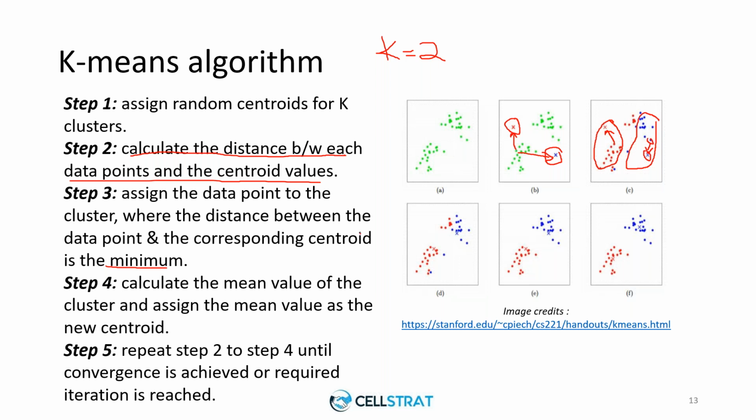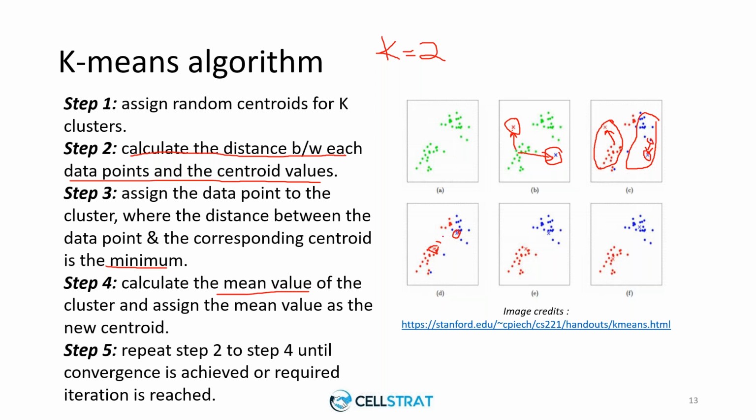Now the next step is to find the mean value of the cluster. So now it has initialized into some clusters. Then it will find a mean value for all the data points of a respective cluster. So for the red cluster, the mean value is somewhere here, and for the blue cluster, the mean value is somewhere here. Once the new mean value is found, it will again update the centroid. So the centroid is changing from this point to this point.